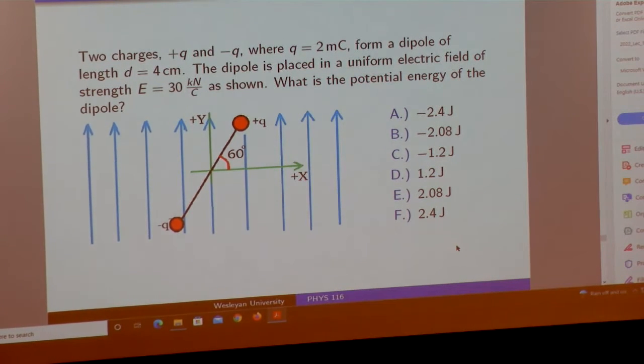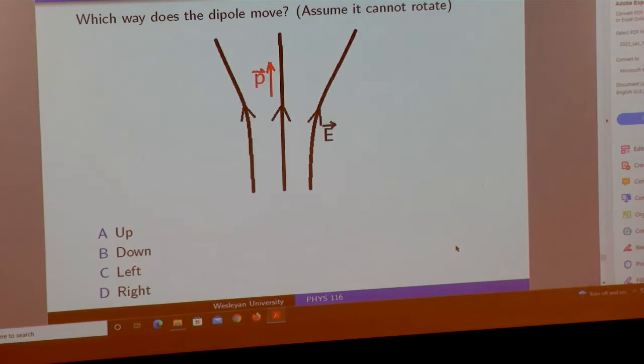Okay, one last dipole thing. So we've been talking about a dipole in a uniform field. What if I put a dipole in a non-uniform field?